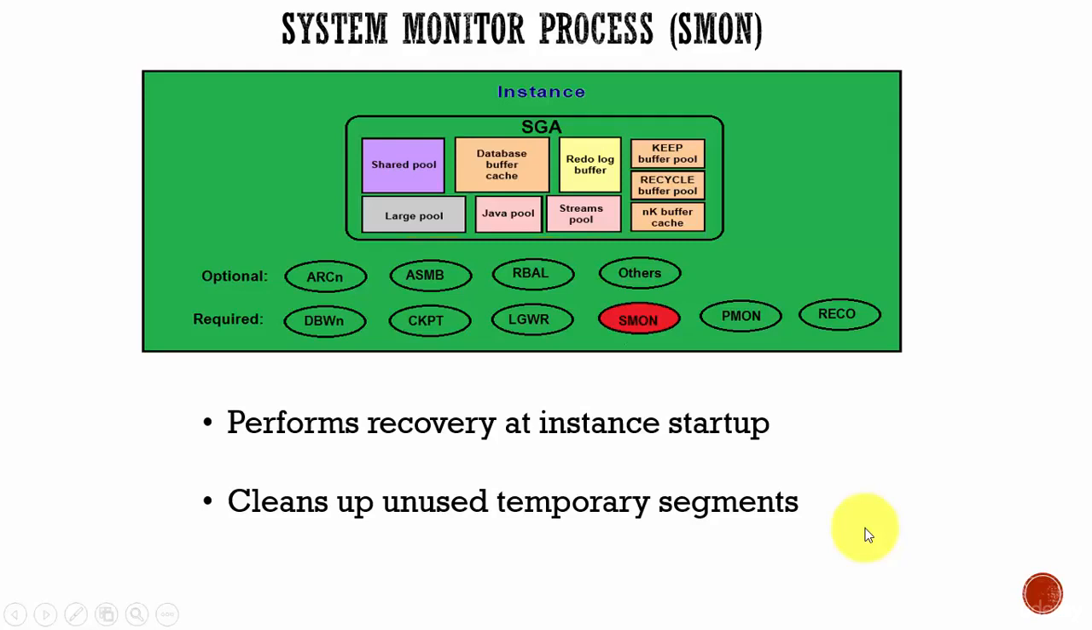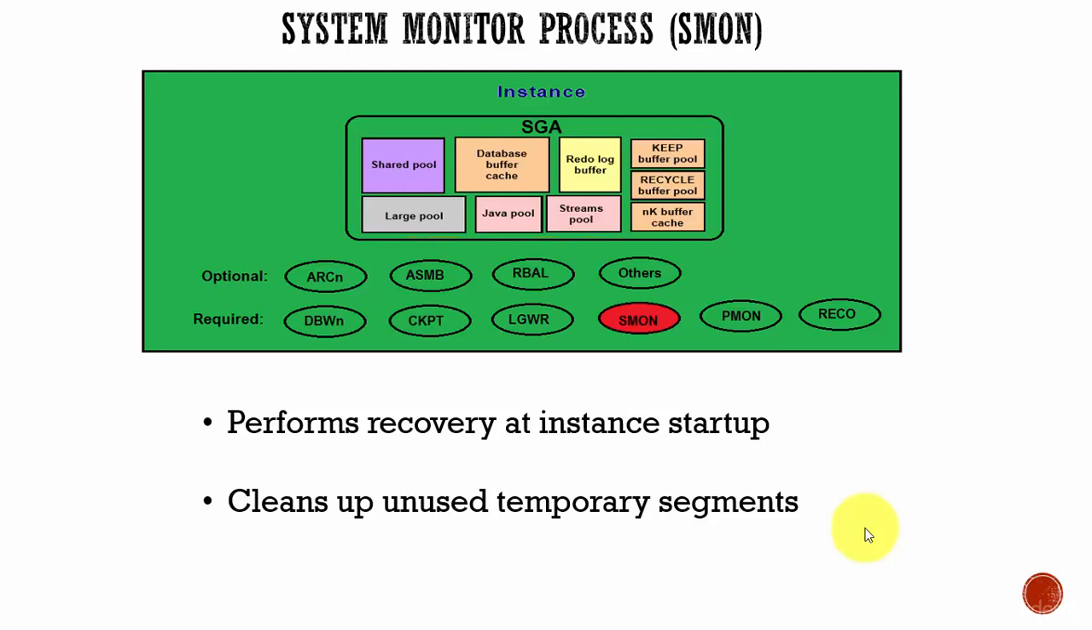In this session, let's learn about the system monitor process. The system monitor process is used to perform recovery at instance startup if necessary. If any of the terminated transactions were skipped during the instance recovery because of maybe file read or offline errors, the system monitor process can recover them when the tablespace or the file is brought back online.